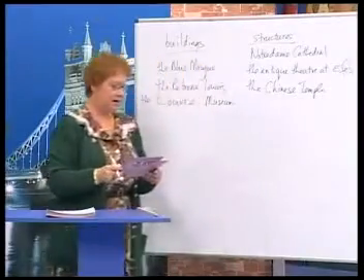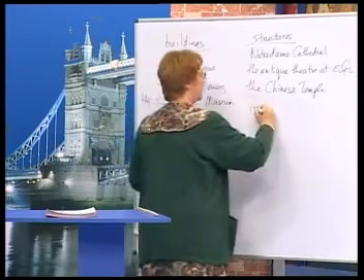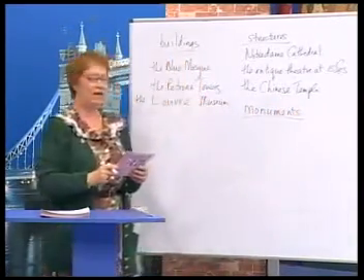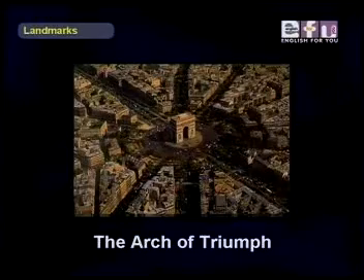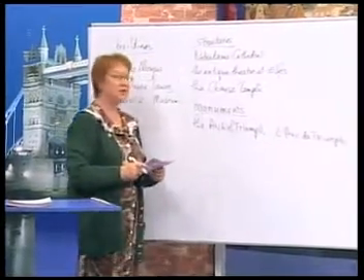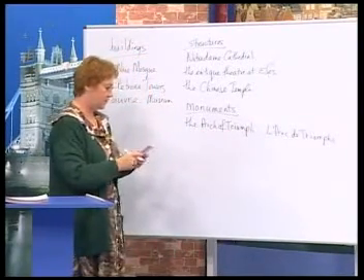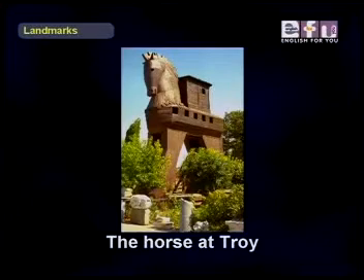All right. Now, let's look at some monuments. And these are special structures. Okay, Isabel. The Arch of Triumph. Yes. The Arch of Triumph. In French, it's l'Arc de Triomphe. So sometimes, even in English, we see it written like this, but sometimes like this, the Arch of Triumph. Okay, Ali? The horse at Troy. Yes, the horse at Troy.